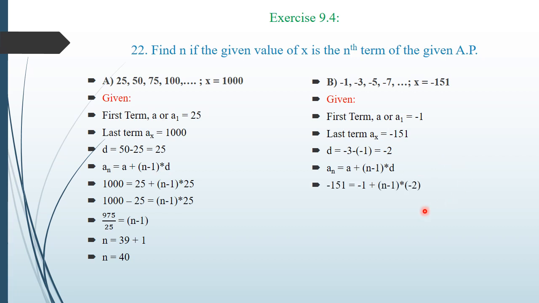Therefore an equals a plus n minus 1 into d. Substituting all the values in this formula, we will get the n value as 76.